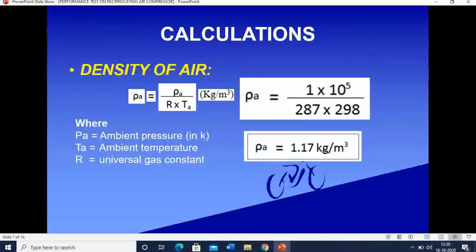Now we have seen how to measure the values required for this performance test. When you go for the calculation part, you have to find the density of air. We know that the density of air is rho A equal to PA divided by R into TA. The ambient pressure is 1 into 10 power 5 Newton per meter square, the temperature is 298 Kelvin, and the gas constant is 287 joule per kilogram Kelvin. So you can find the density of air.